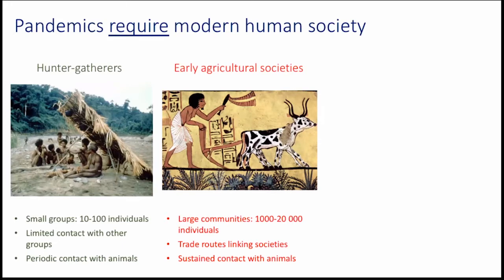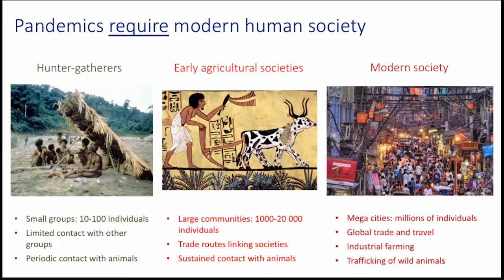human populations. And then lastly, we have our modern society, where you have megacities with millions of people living very closely together, global trade and travel links, industrial farming, and importantly, the trafficking of wild animals into these cities. And this just creates a high-probability environment for viruses to make the jump from wild animals into either domesticated animals and then into humans, or directly into human populations.